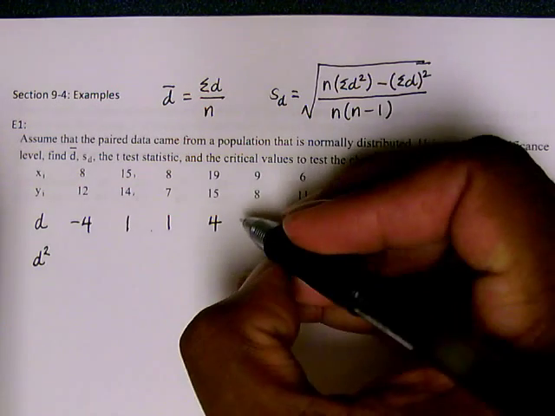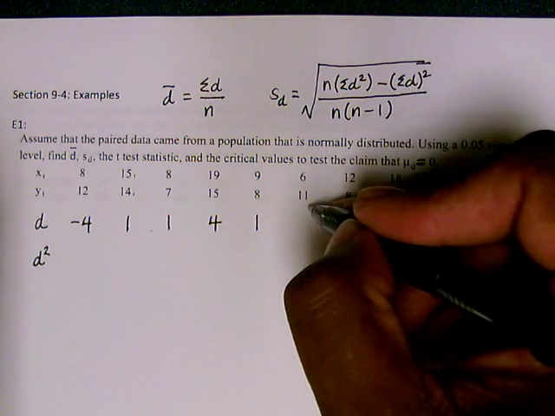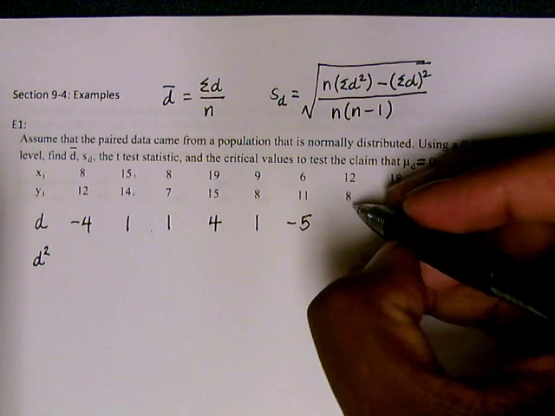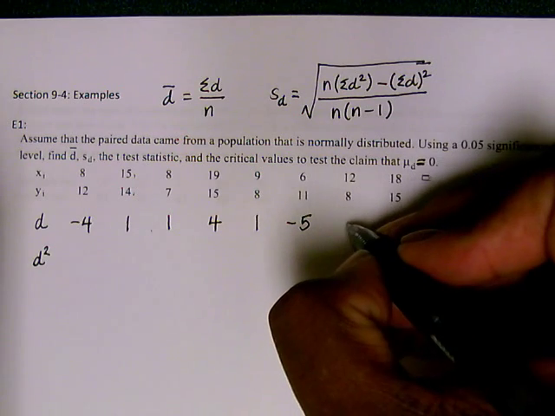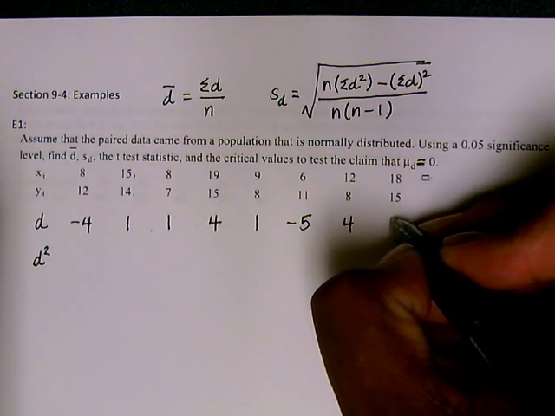This next one, 9 minus 8, that's going to be 1. This next pair of data, 6 minus 1, is negative 5. This next one is 12 minus 8, will be 4. And the last one, 18 minus 15, will be 3.